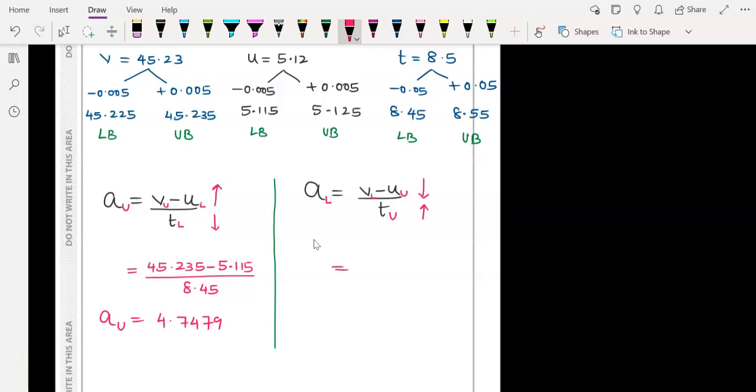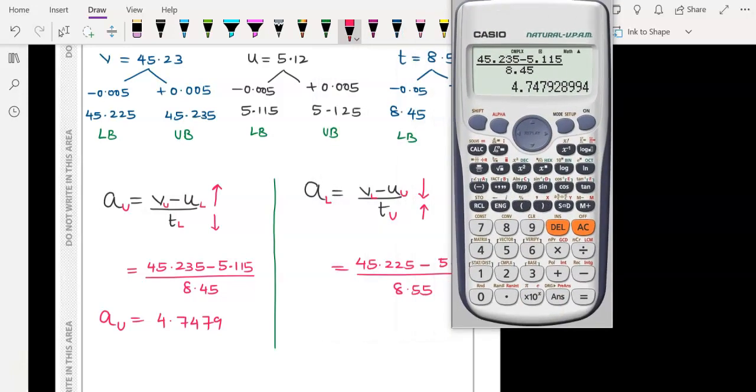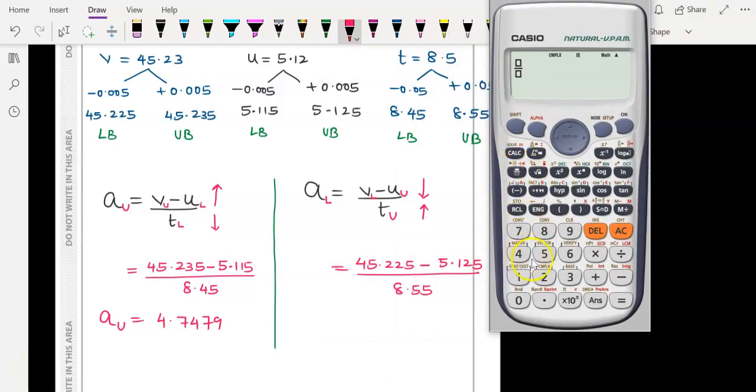So the lower bound for V is 45.225 minus, for U upper bound is 5.125, whole upon, for T I need the upper bound, that is 8.55. Let's put these values. So 45.225 minus 5.125 over 8.55. That gives me 4.6900.